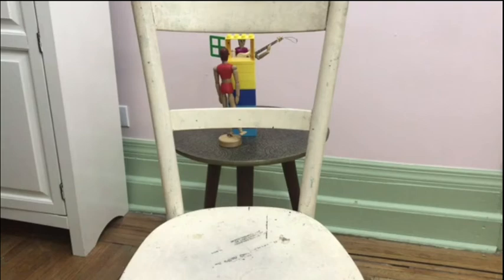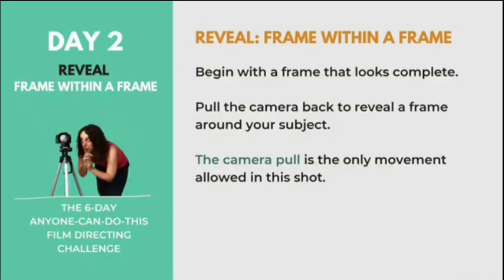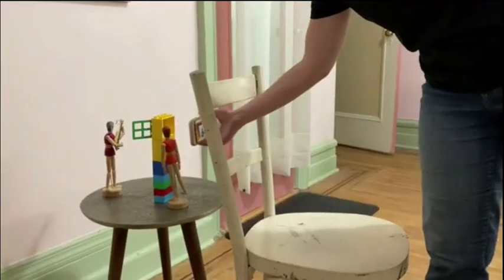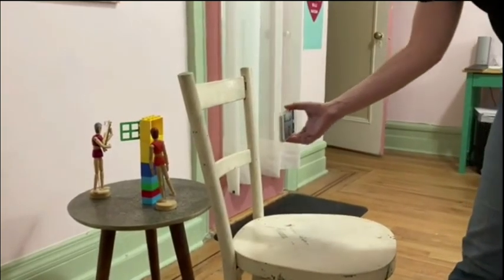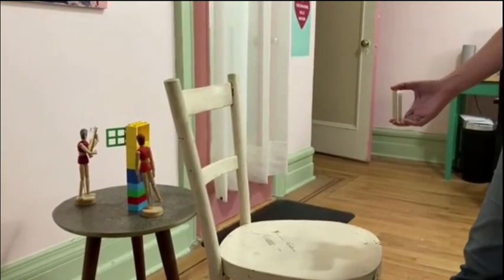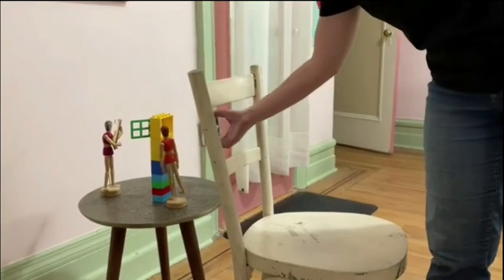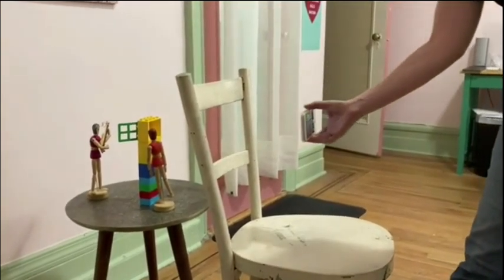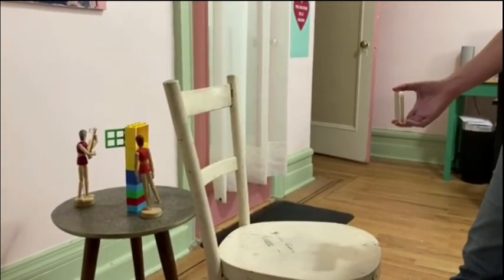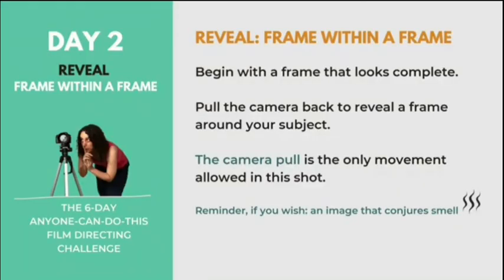Now the camera pull is the only movement allowed in this shot, okay? For the shifting plane reveal, I asked you not to move the camera in my addendum. Here you can only move the camera by pulling it back. And a reminder, if you wish, an image that conjures up a smell. As you saw in my example, I did not do that. I should have had my guy not hold a guitar, but a really amazing looking loaf of bread or something.